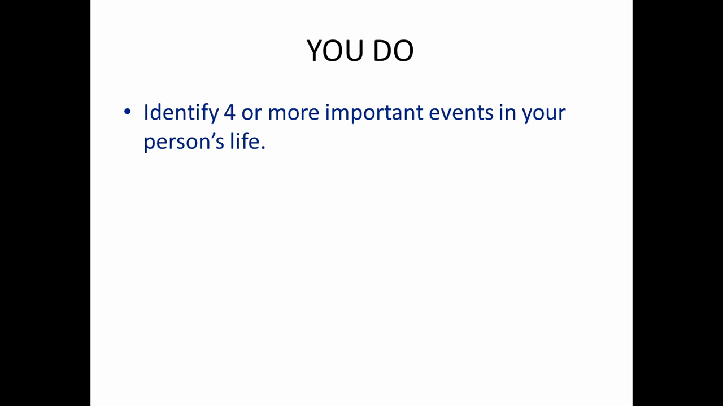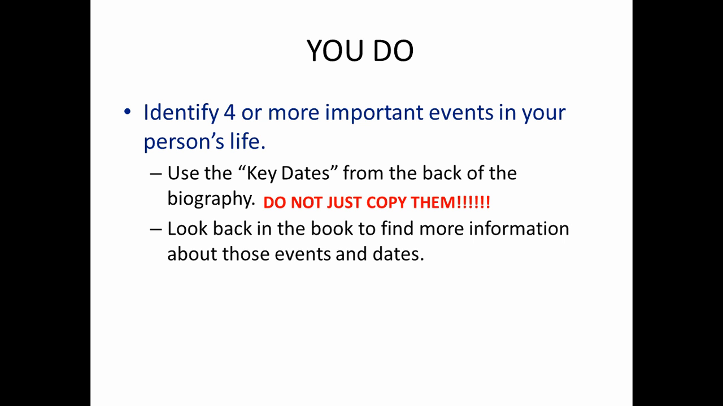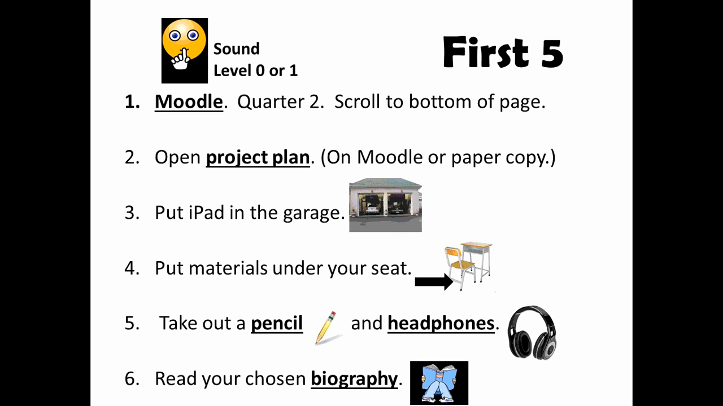Now it's your turn. You are going to identify 4 or more events in your person's life. Remember to look in that timeline or those key dates in the back of your book to get you started. But please do not just copy them. Look back in the book to find more information about those events and dates and put them in your own words. Last, write them in sequence on your project planning worksheet. And that's your job for today.